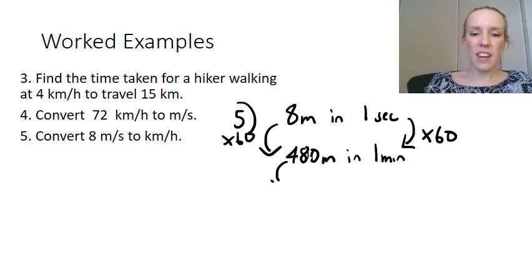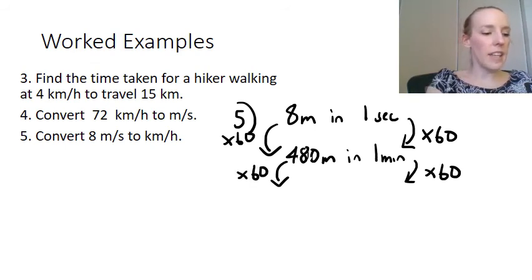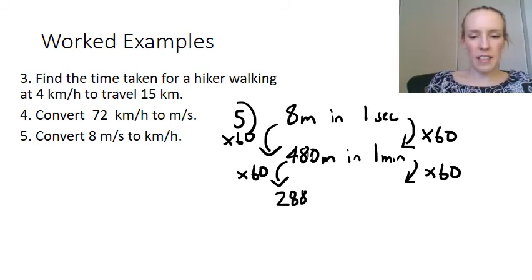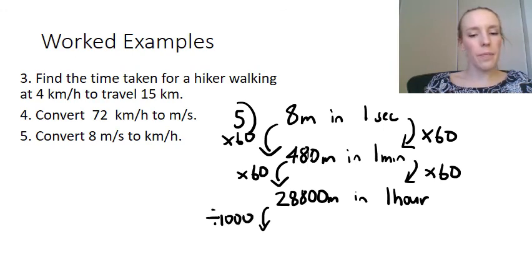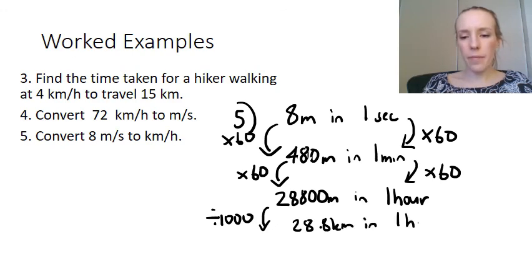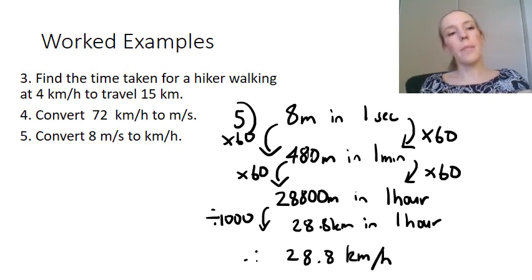So then I want to know how far they can go in 1 hour. So I'm going to have to multiply by 60 again to turn it into hours. So 480 multiplied by 60 is going to get me 28,800 metres in 1 hour. But it wants it in kilometres, so I'm going to have to divide by 1,000 to turn it into kilometres. So that's 28.8 kilometres in 1 hour. So therefore, it's 28.8 kilometres an hour. There we go. It's as simple as that.